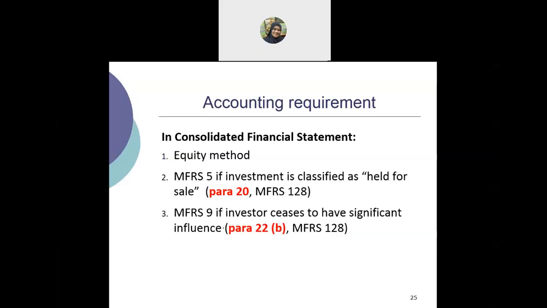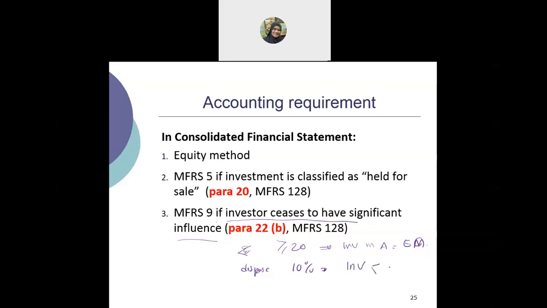So MFRS 9 is also applicable when the investor no longer has significant influence. Let's say you have a share of more than 30%. Then you consider this as an investment in associate, so you account for it using the equity method. Let's say after that you dispose, which means you sell some of your shares, and now your investment becomes 10%. Once the investment becomes 10%, we record this as an investment.